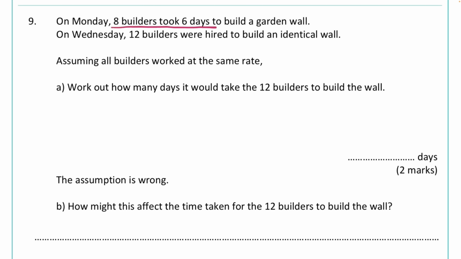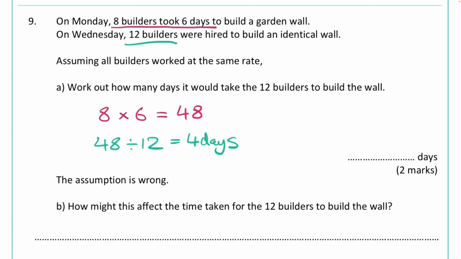So if 8 builders take 6 days, well, one builder would take 8 times 6 days, or 8 times longer. So 8 times 6 comes out as 48, so it would take one builder 48 days to build the wall. But in the second scenario, we're using 12 builders. So 48 days divided by the 12 builders, again, relatively nice divisions here, comes out as 4 days. So there we go, it would take 12 builders 4 days. Remember, our answer should make sense here. If 8 builders took 6 days, 12 builders should do it faster, and it would be 4 days.